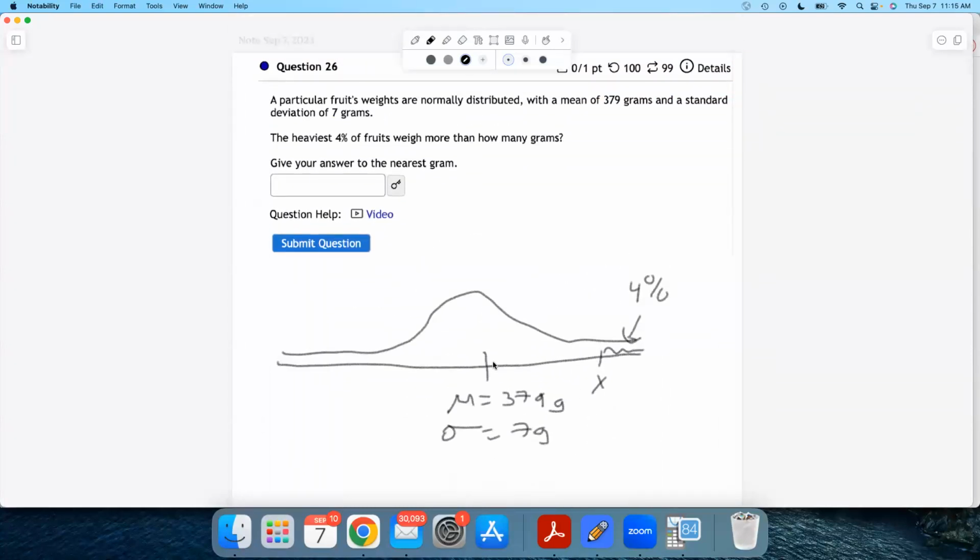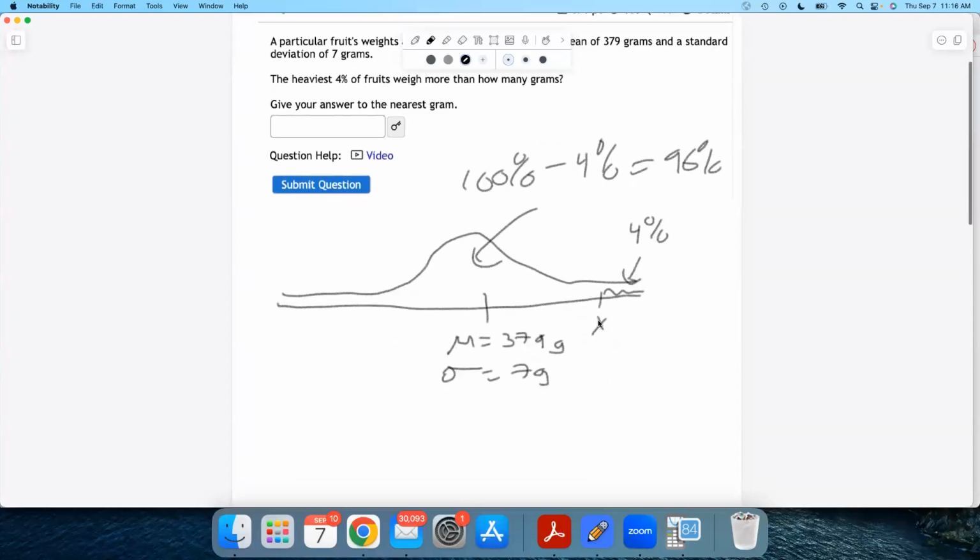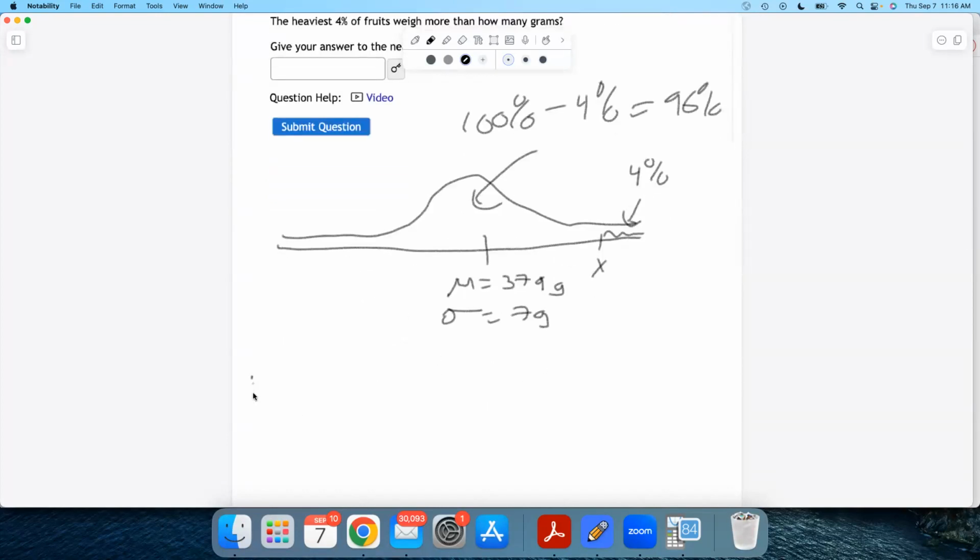The long way is we want this area down here. The area below is 100% minus 4%, which is 96%. So I want to figure out what X value would have to go here so that the area below me is 96%. And the button on the calculator that does that is inverse norm. I want inverse norm, and I have to turn that into a decimal of 0.96.